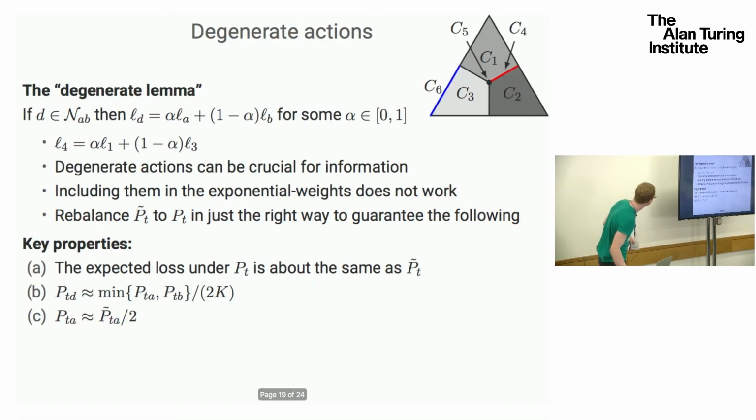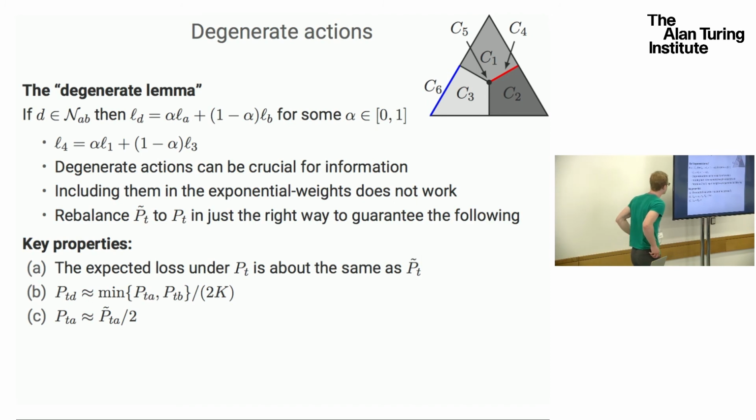Good. So I'm not going to tell you how to do the proof for the degenerate case, but when you have these degenerate actions, you have to use them potentially to get information. And we tried the naive thing, which is, well, if you've got a degenerate action, then actually you can write its loss vector as an average of the 2 Pareto actions that surround it.